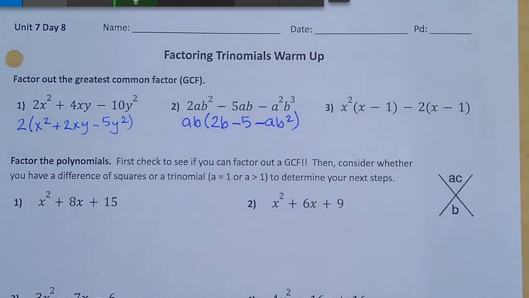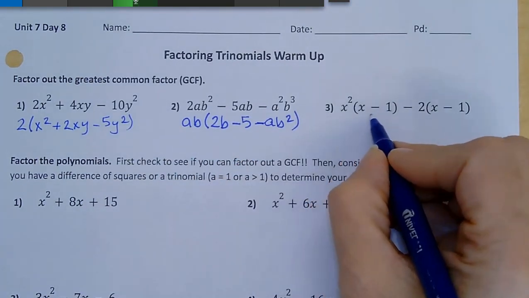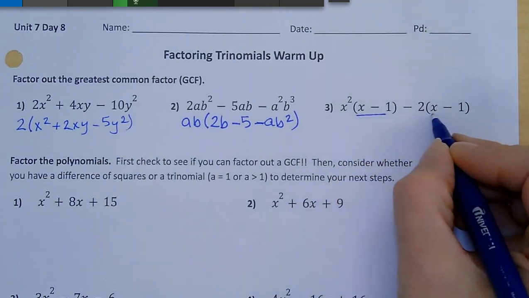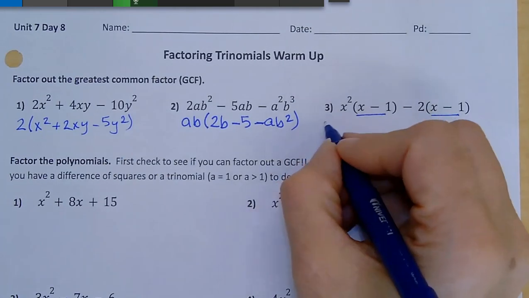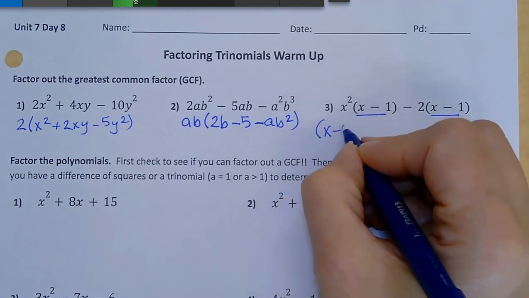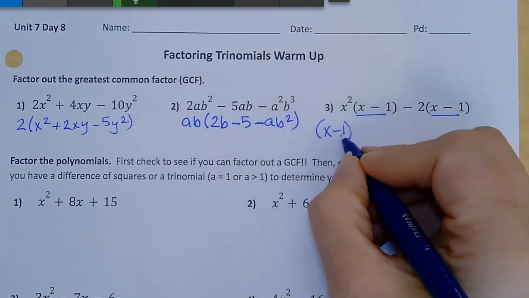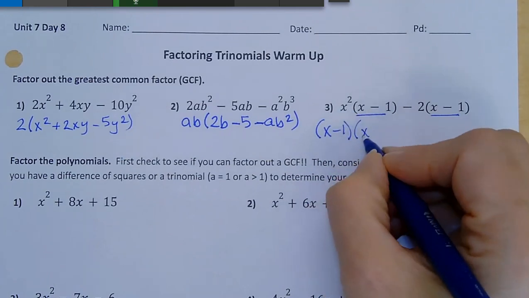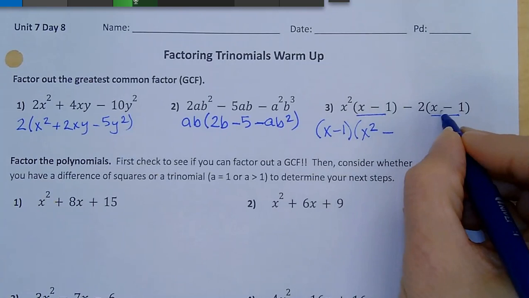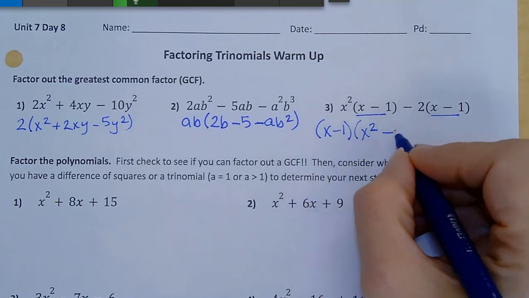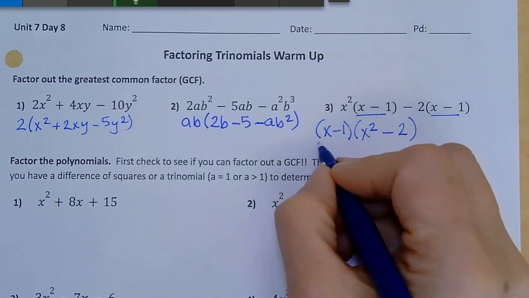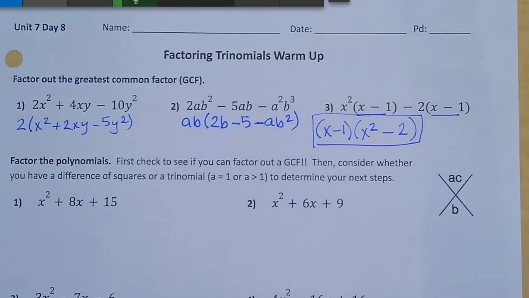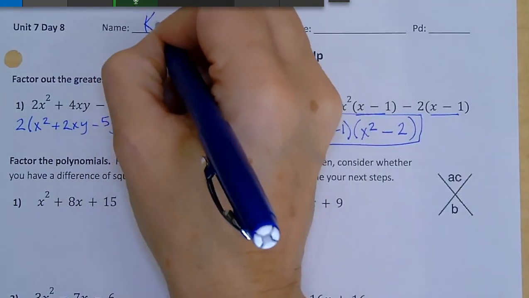All right. Looking here at x squared times x minus 1 minus 2 times x minus 1, I see that I have a matching or common binomial, so I'm going to pull that out. I'm going to say that x squared times x minus 1 divided by x minus 1 is just x squared, minus 2 times x minus 1 divided by x minus 1 is just 2. And so that's my final. I pulled out the greatest common factor. It just happened to be a binomial instead of a monomial this time.